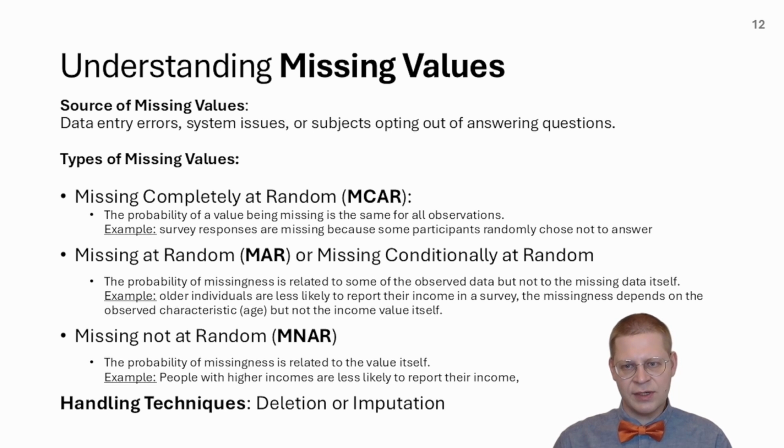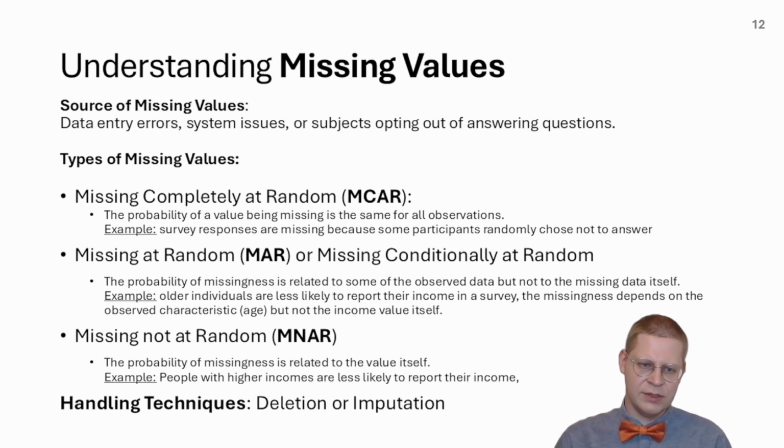I can give you some examples. Missing completely at random: the probability of a value being missing is the same for all observations. For instance, imagine we're having a survey, and the survey is about, let's say, the income level. Survey responses are missing because some participants randomly choose not to answer.